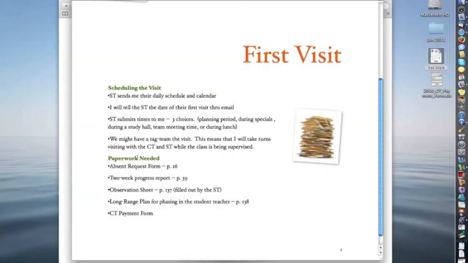The paperwork that we need for this first visit will be these 5 pieces of information. The absent request form, if your student teacher knows of an absence at this time, they will be filling out page 16, and we'll go over that in just a second. There's the 2-week progress report. There's the observation sheet that the student teacher will fill out, and the long-range plan for when to phase in the student teacher and when to phase them out, and then, of course, the CT payment form.